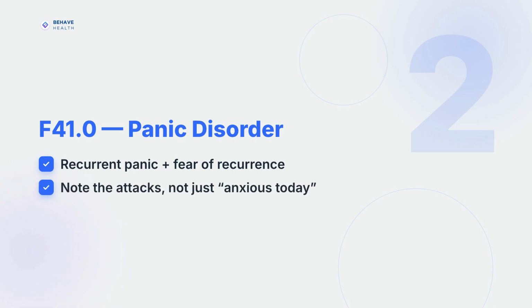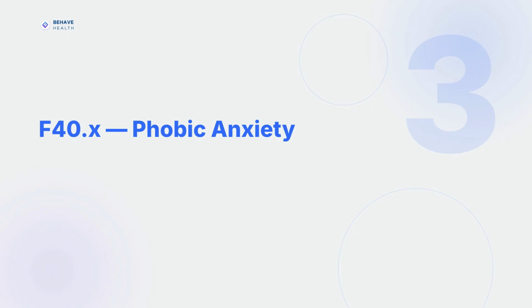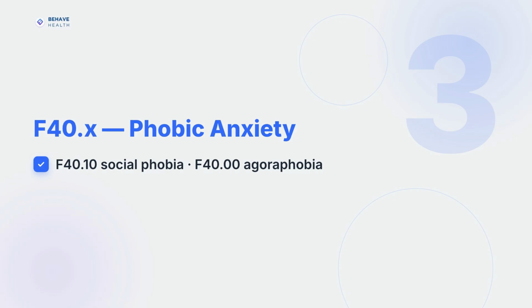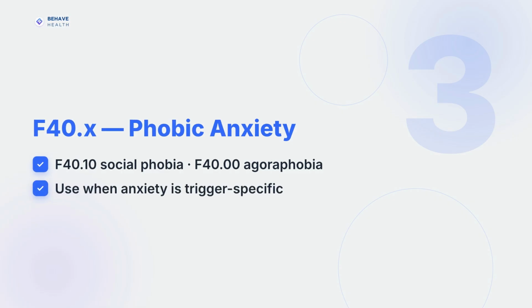A note that just says the patient was anxious won't support F41.0. Document the panic attack symptoms and the fears of recurrence. Code 3, the F40 phobic anxiety codes for anxiety tied to specific triggers or situations. F40.10 is social phobia, unspecified, and F40.00 is agoraphobia without panic disorder. Reach for the F40 codes when the anxiety is tied to a specific trigger, like social scrutiny or open spaces.